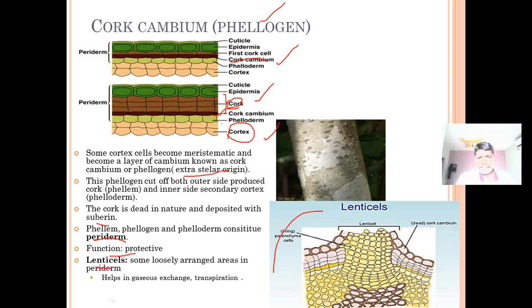The next important structure is lenticels. This is a lenticel structure, a small opening present in the bark. With the help of lenticels, gaseous exchange and transpiration take place. Somewhat loosely arranged cells are present in this region, filled with complementary cells.